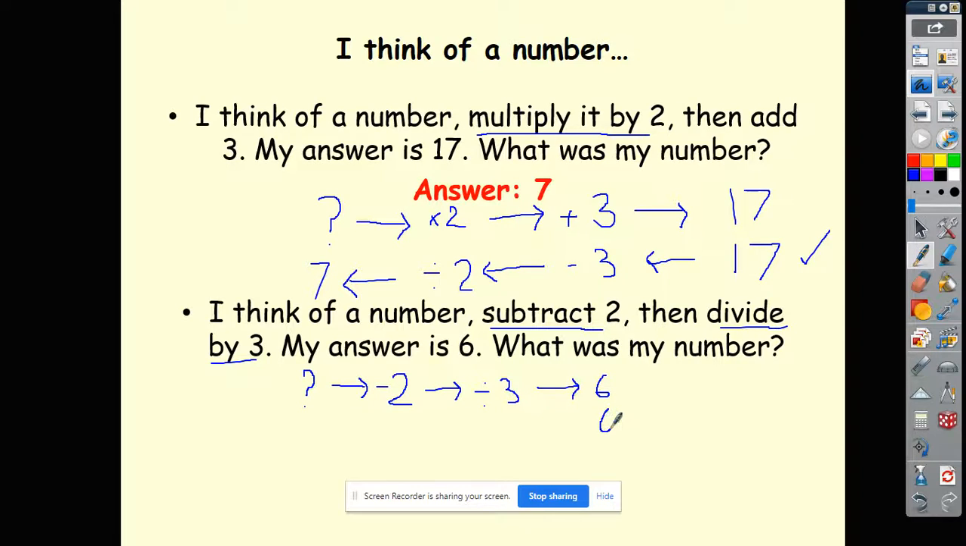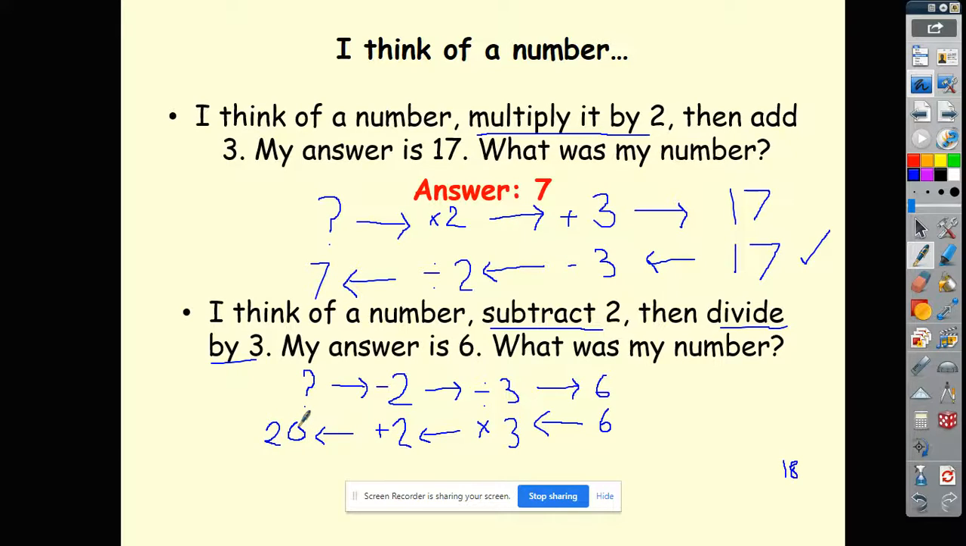Okay, so if I want to find out what that original number is, I'm going to do the inverse. So my 6, this time I'm multiplying it because that's the inverse of division. So I'm multiplying it by 3. So 6 multiplied by 3 is 6, 12, 18. So we can make a little note of that. Next, the inverse of subtract 2 is add 2. So 18 add 2 is going to give me 20.